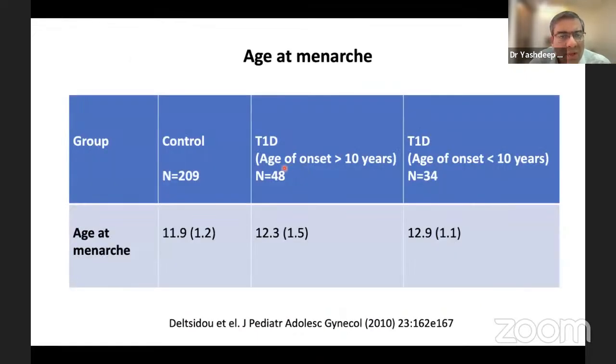When we come to the absolute number of figures, just to have an idea of the magnitude of delay that we can see with type 1 diabetes when they have an onset before puberty or an onset after the pubertal period, like more than 10 years. It has been seen that if the normal controls in a particular group have an age at menarche of 11.9 years, type 1 diabetes with age of onset more than 10 years will have menarche at 12.3 years. And if they have an age of onset less than 10 years, there is a further delay in the onset of menarche.